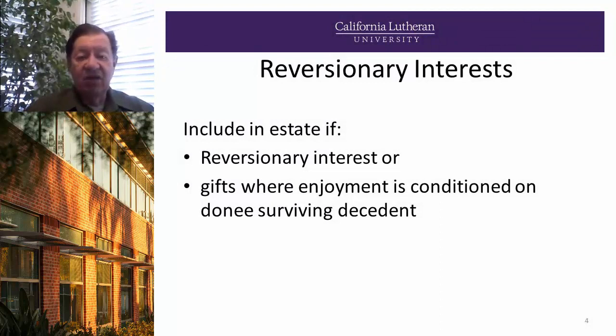Again, complicated. Reversionary interest. We mentioned that before. A reversionary interest typically shows up where you make a life interest to somebody or a term interest to somebody and then don't list a future interest. That makes it a reversionary interest. It's a 5% rule in this, but as a practical matter, especially in the real world, any reversionary interest is going to wind up in the estate. And it also includes gifts where enjoyment is conditioned on the donee surviving the decedent.